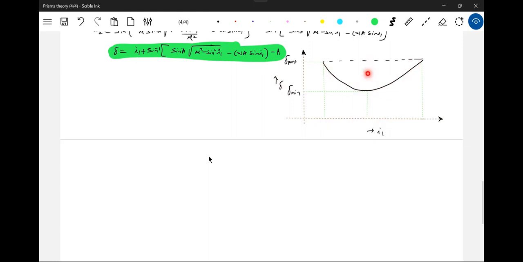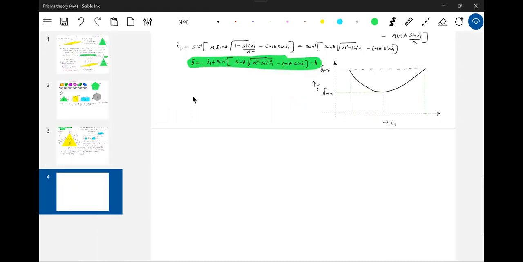It's not symmetric. You can see that it's not a symmetric curve. At one specific angle of incidence, the deviation will be minimum, and there are two angles at which the deviation will be maximum. So we have to calculate the expression for maximum deviation, minimum deviation, and at what angles the deviation will be maximum. That will be the next part of the discussion. So the complete description, I'll bring it.